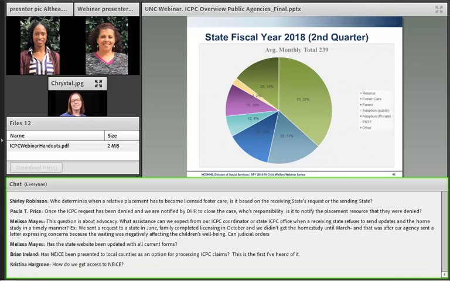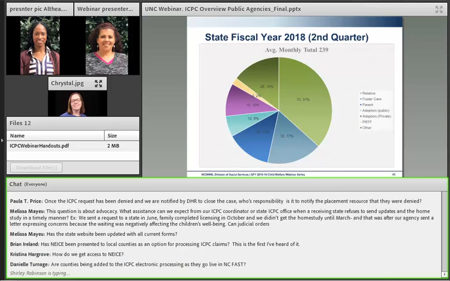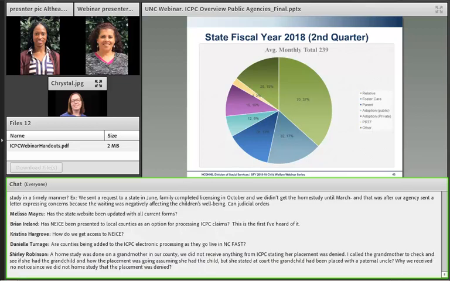We wanted to share our data to show you how much work we are doing at our office. This table shows our data for 1 month during the second quarter of state fiscal year 2018. You can see relative studies are about 37% of our work, followed by foster care and then parent request. About 75% of our work is done with our county DSS agencies. We are a very busy office.